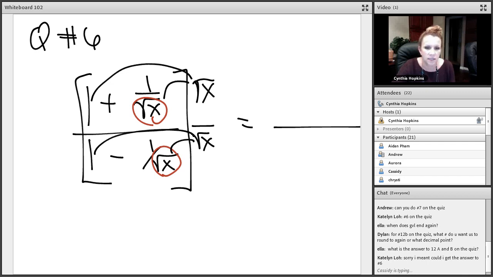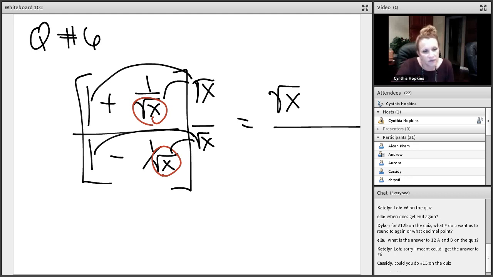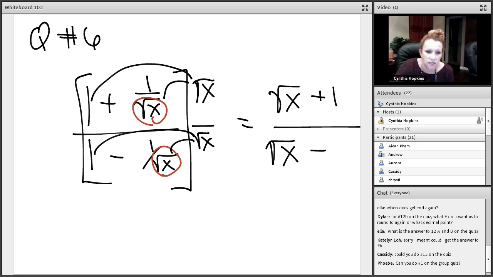Okay, so 1 times the square root of x is the square root of x. Then my second term, I'm going to look at my denominator because I have a little fraction there, and the rad x is going to cancel with the rad x, and so I just get plus 1. Okay, in the denominator, 1 times the square root of x is the square root of x, and then minus, I look at my fraction, the denominator is going to cancel with the square root of x, and I just get minus 1. Okay, we got rid of the first problem.